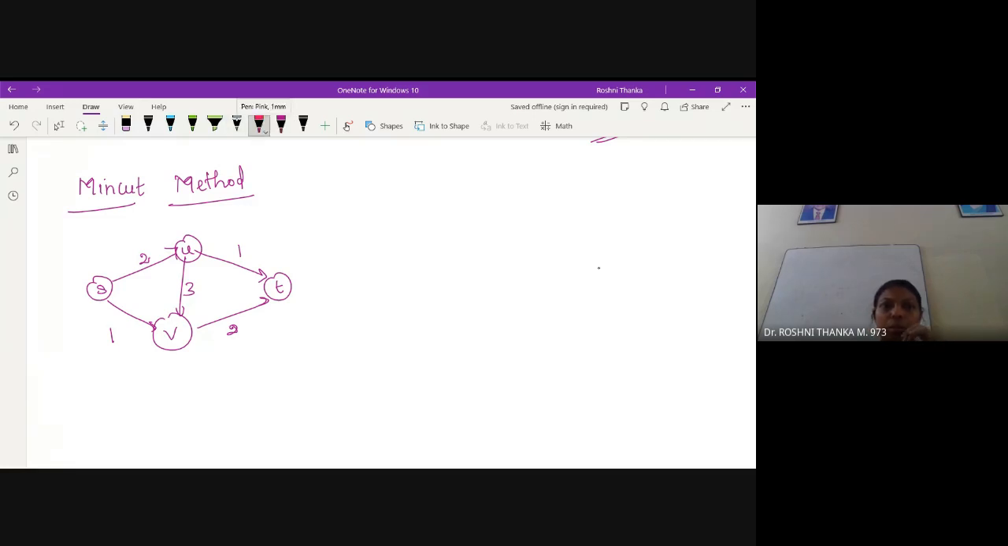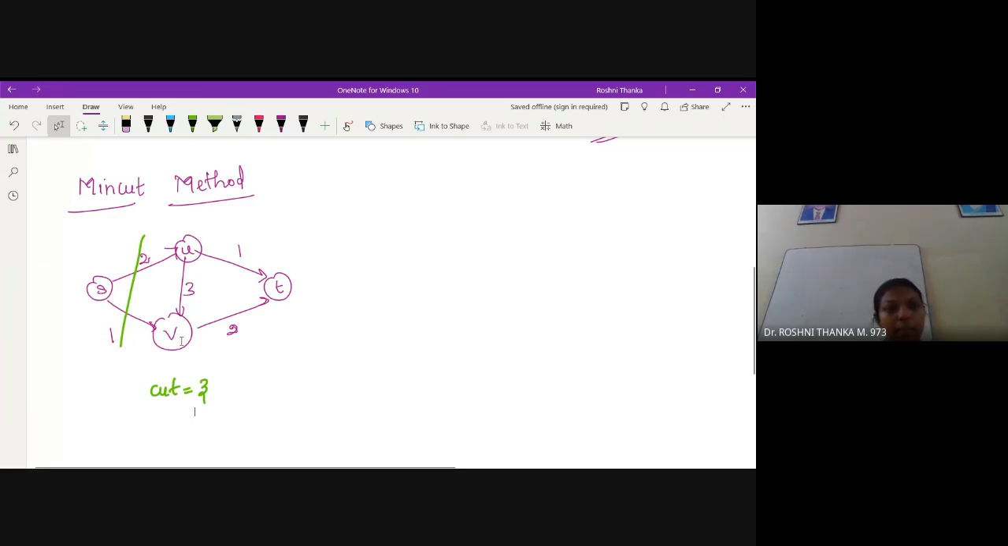So what is this min cut method? We are going to divide this graph. What are the different ways I can divide this graph? One method is I can divide it in this way. If I divide it in this way, the cut value I will get here is 3, because 2 plus 1 is 3. So this is one way I can cut or separate this graph.